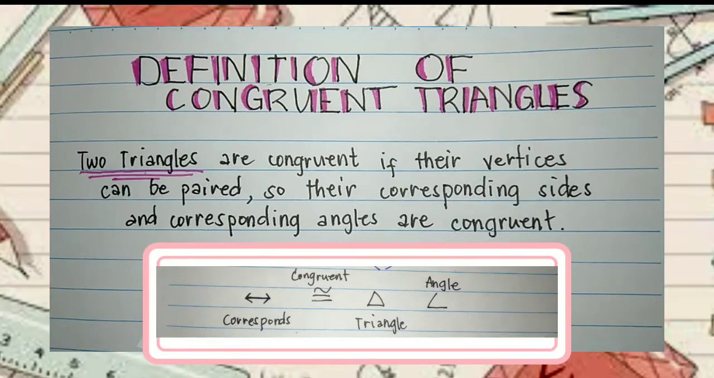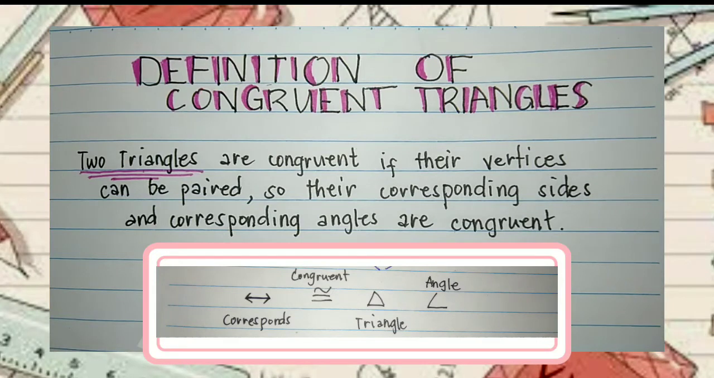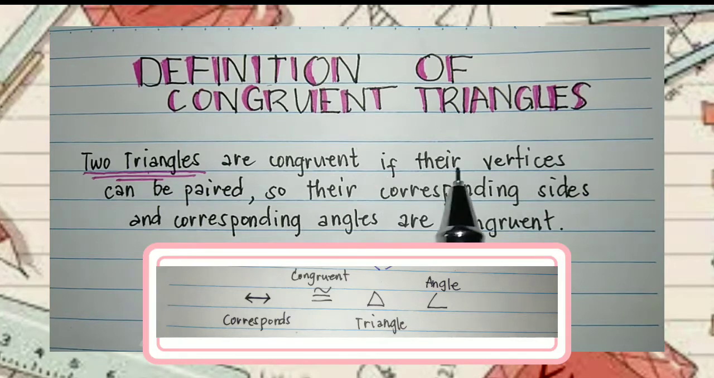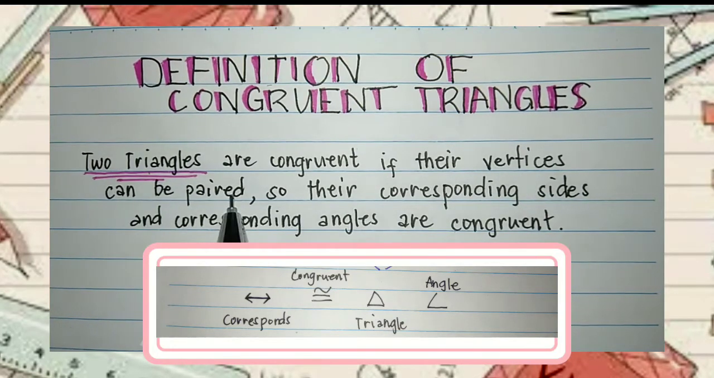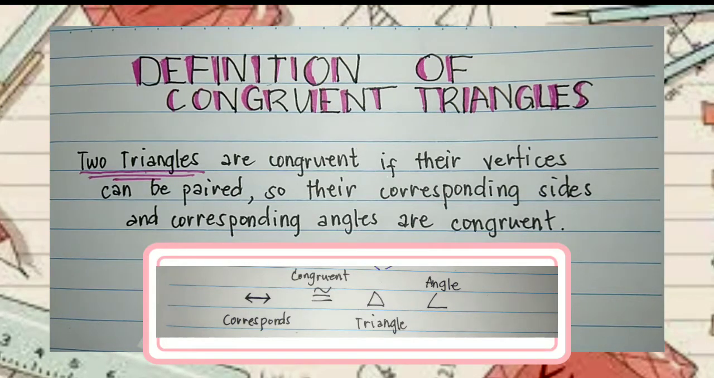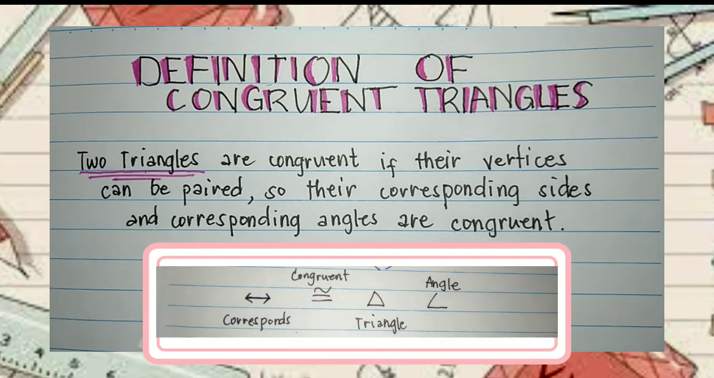So in this video, we are going to discuss the definition of congruent triangles, with the learning competency: illustrates triangle congruence. This is for Grade 8 Mathematics. Two triangles are congruent if their vertices can be paired so their corresponding sides and corresponding angles are congruent. Sabi dito, dalawang triangle na kapag ipinair o nagpair yung kanilang mga vertices, yung kanilang corresponding sides and corresponding angles ay magiging congruent o magkatulad.